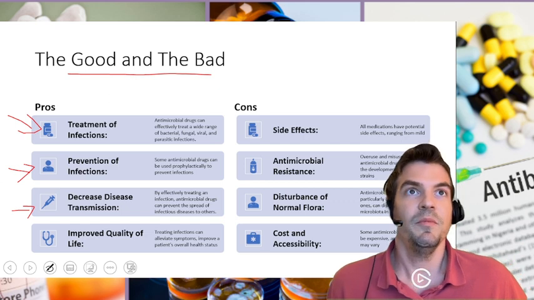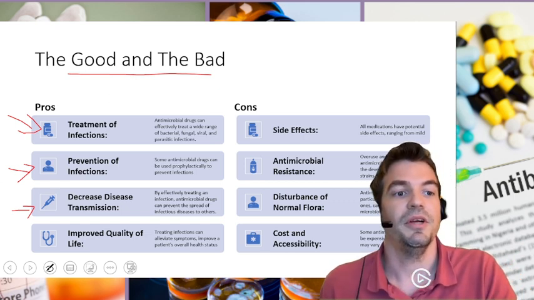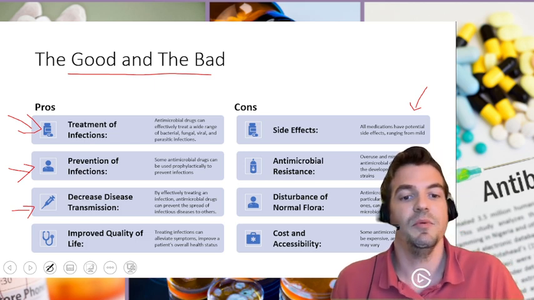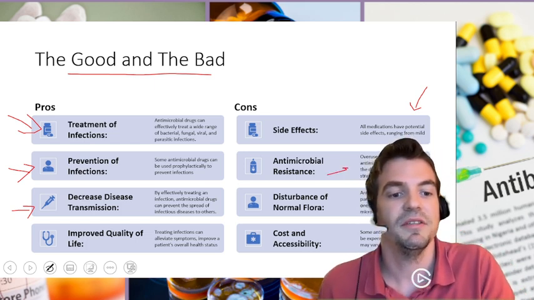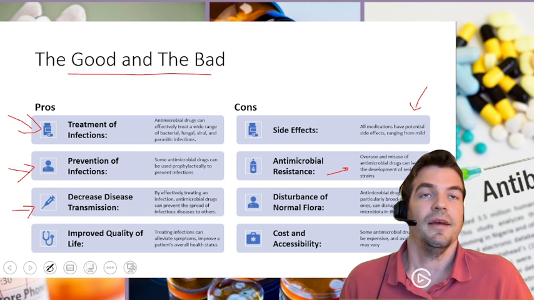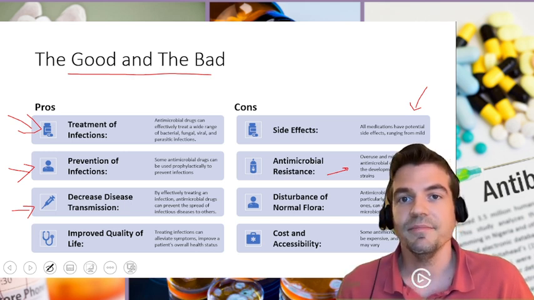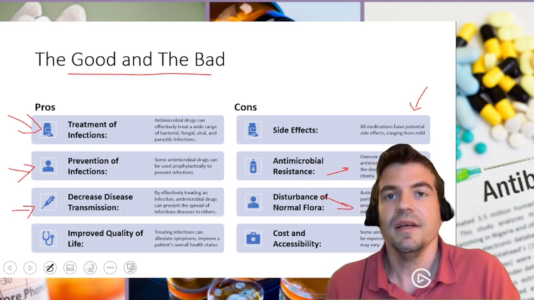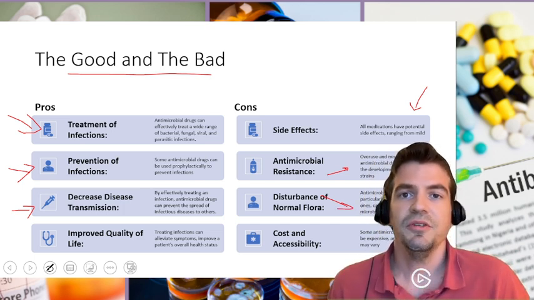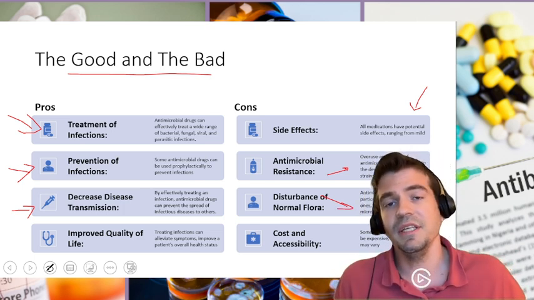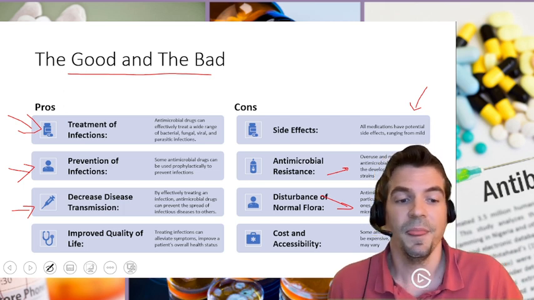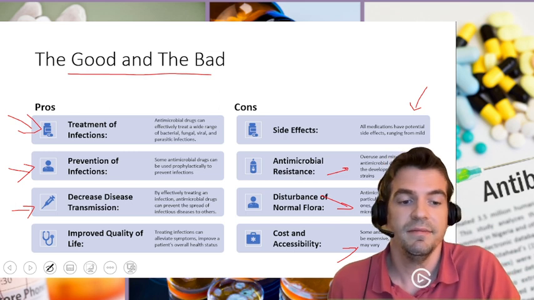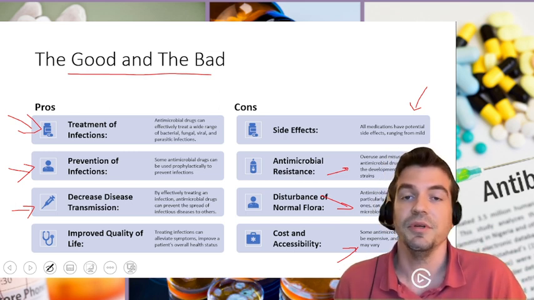But then we have the cons. Are you going to throw up? Do you have an allergic reaction? Did we prescribe you antibiotics when you had a cold and now all of your bacteria are resistant? Did we make your gut bacteria go down so much that you now get C. diff? It happens. And did we price you out, where now you just have to pay for the rest of your life to get treated?